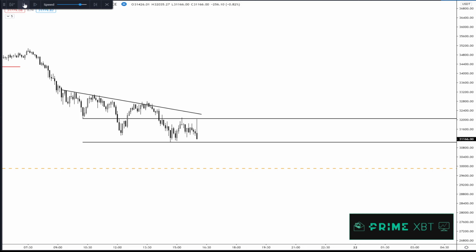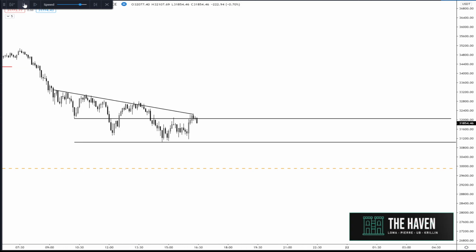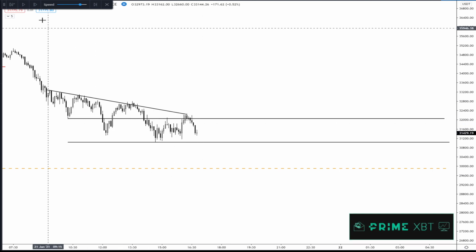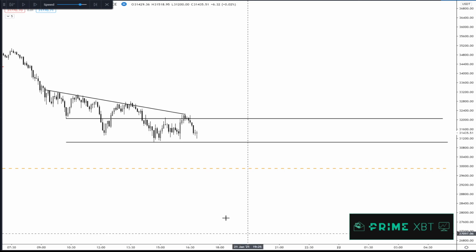Same deal, trying to form some sort of base here. Maybe I posted the trade here. It doesn't matter. Either way, let's just pretend I'm in a hedge short. Same deal. Bounce, stall, accelerated sell-off should happen below here.